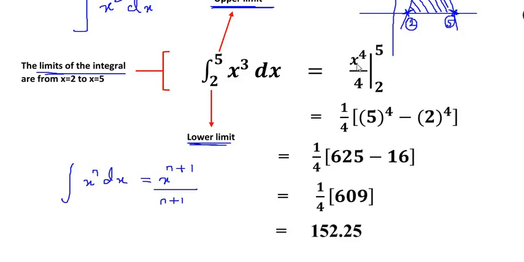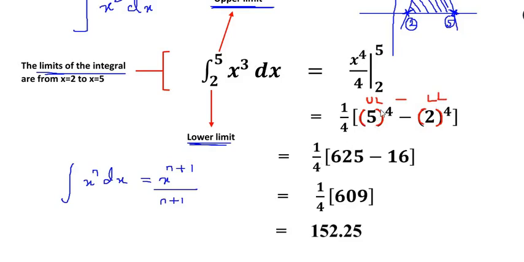So here I have taken 1 over 4 common out, and inside the bracket 5 is being substituted in place of x. So 5 inside the bracket raised to the power of 4 minus, now write the lower limit in place of x. So 2 to the power of 4. Remember to put the brackets. It makes a lot of difference if you do not put them, especially in case of negative limits. So this is the upper limit minus the lower limit. After substitution, we have to just check what answer we get.